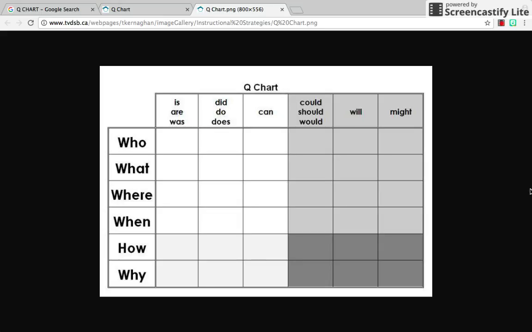So as we can see here with our cue chart, there are axes that go horizontal as well as vertical. And basically, you're going to try and come up with questions, hopefully, that will end up in the dark shaded area of this cue chart. So to illustrate what I mean, you'll notice that running horizontally across the top of the cue chart, there are words that say is, are, was, did, do, does, can, could, should, would, will, and might.